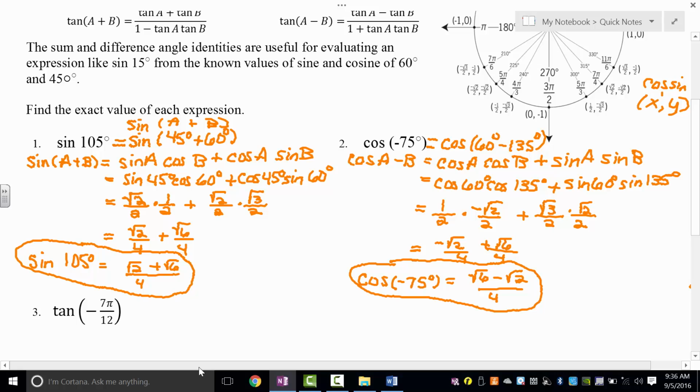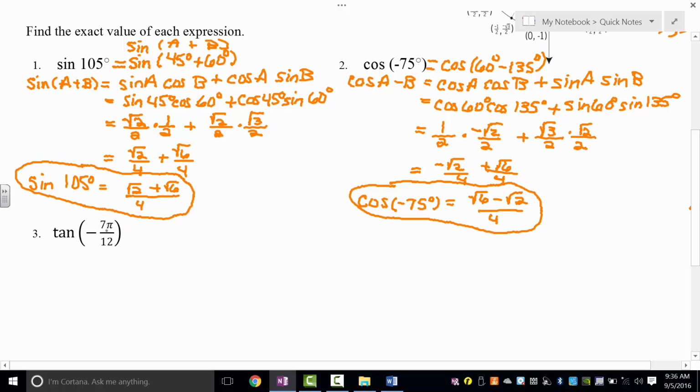Now, let's look at the tangent of negative 7 pi over 12. Whoa, what is negative 7 pi over 12? As always, we like to change radian measures to degrees so we all know what we are working with. So negative 7 pi over 12 is negative 7, for pi we substitute in 180, divided by 12. So negative 7 pi over 12 is the same as the tangent of negative 105 degrees. The tangent of negative 105 degrees is the same as the tangent of 120 degrees minus 225 degrees.